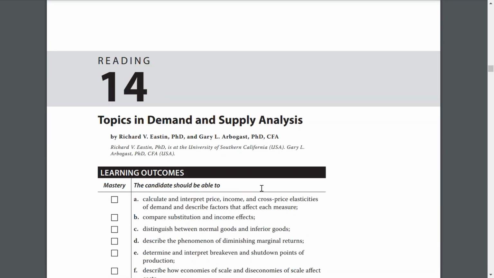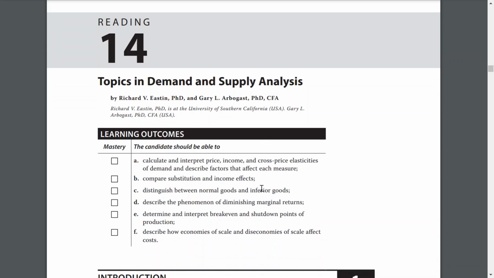Reading 14, topics in demand and supply analysis. By the end of this reading, the candidate should be able to calculate and interpret price, income, and cross-price elasticities of demand and describe factors that affect each measure, compare substitution and income effects, distinguish between normal goods and inferior goods, describe the phenomenon of diminishing marginal returns, determine and interpret break-even and shutdown points of production, and describe how economies of scale and diseconomies of scale affect costs.